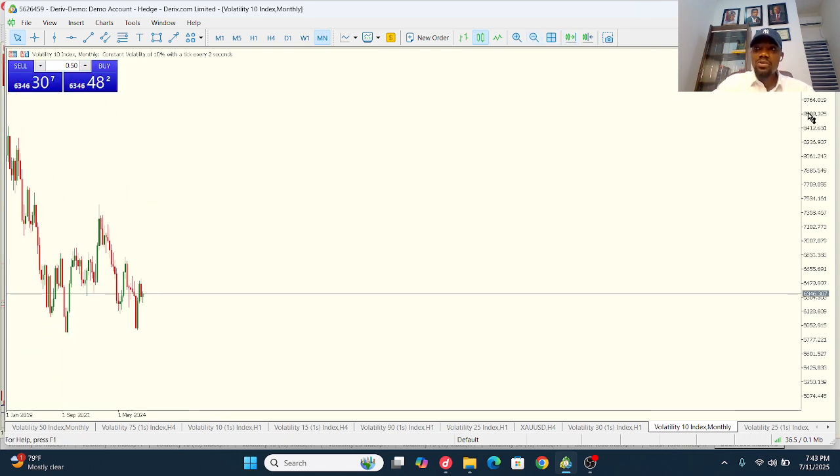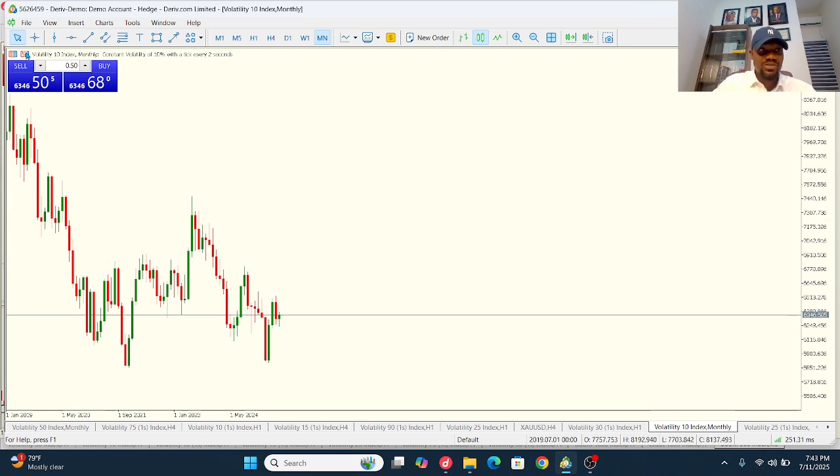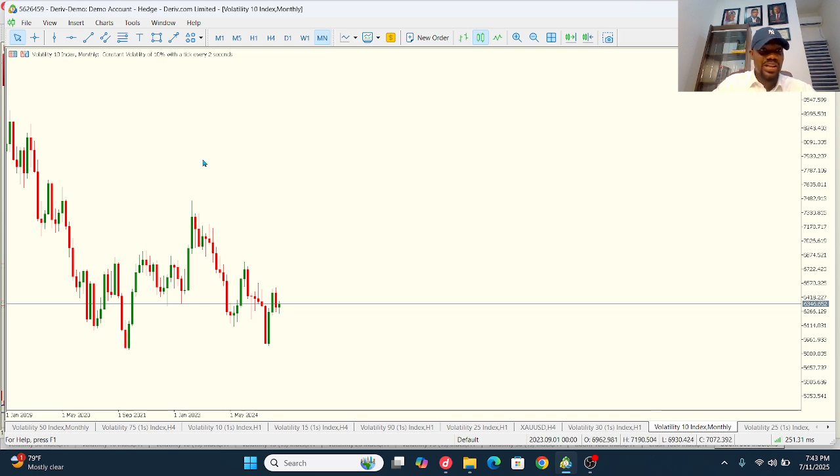Now, as we go along, you will understand that we don't need to come all the way to the monthly time frame or weekly time frame before we take our decision, depending on the strategy. All right, so I'll do a video on that also. So today we're just learning how to draw our trend line correctly. So this is the monthly time frame, V10 index.